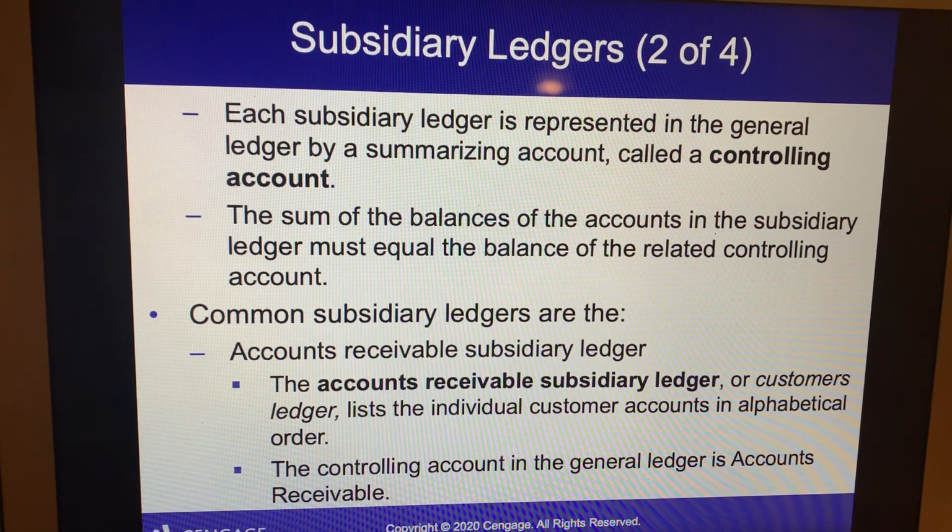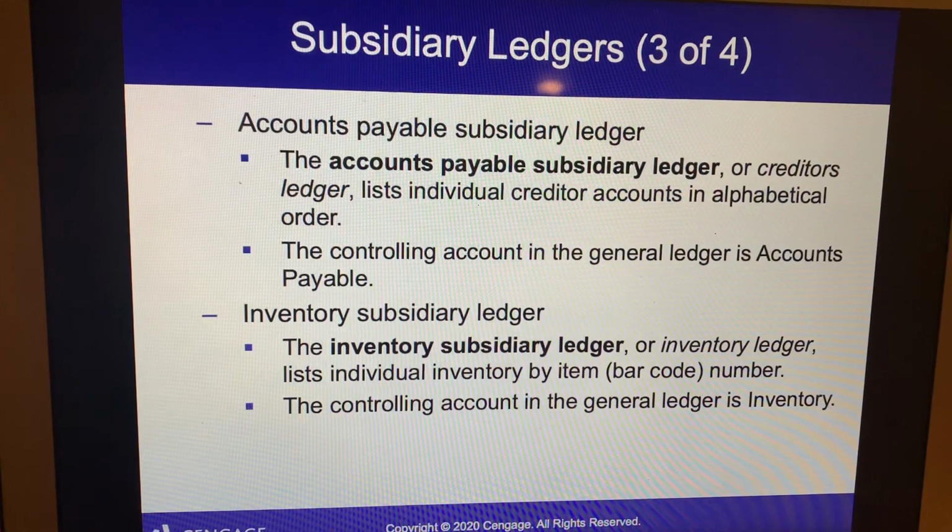The controlling account in the general ledger is accounts receivable. So keep in mind, if you have a lot of customers, that's why you're going to have a list. You're going to list them in alphabetical order, and that's why it's called the accounts receivable subsidiary ledger. However many people you have buying merchandise from you, that's how many you'll have.